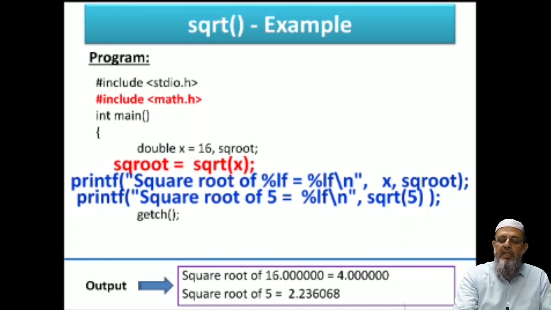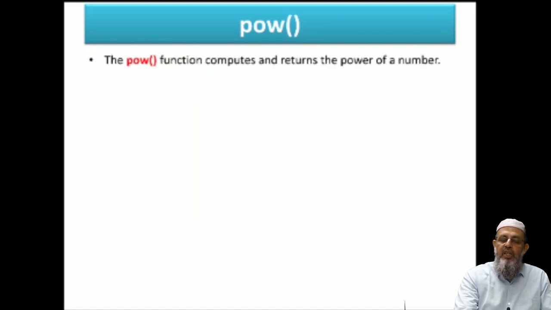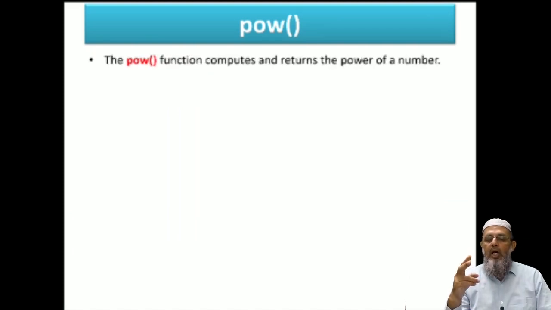Next is the getch statement. We have given this statement for holding the output screen. Return 0, because our main function is expected to return a value. That's why we have given return 0. Now it ends the program. Second is the power function. The power function takes two arguments and returns one value.